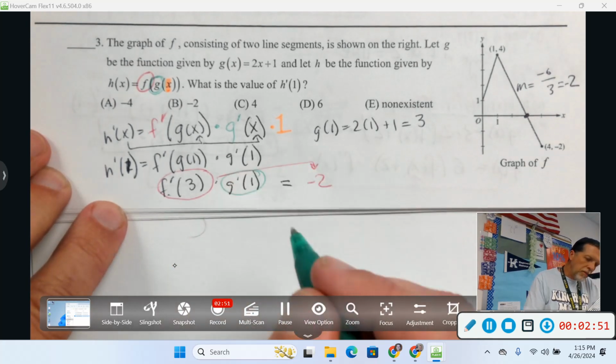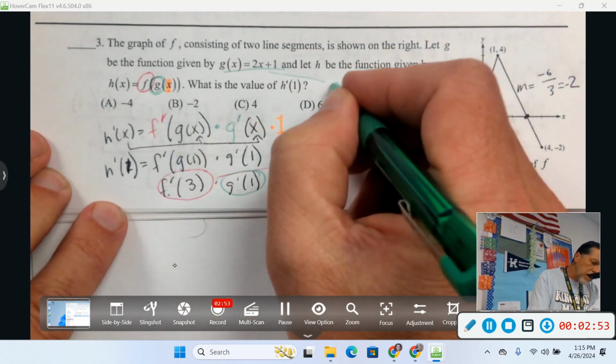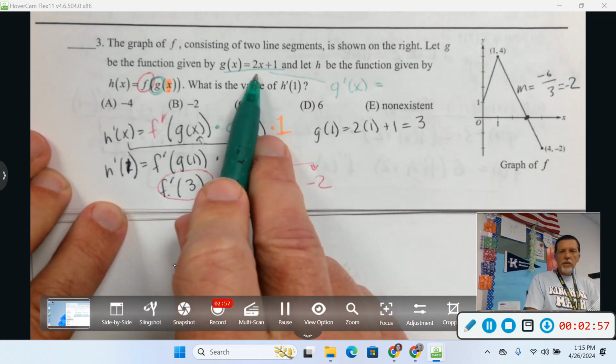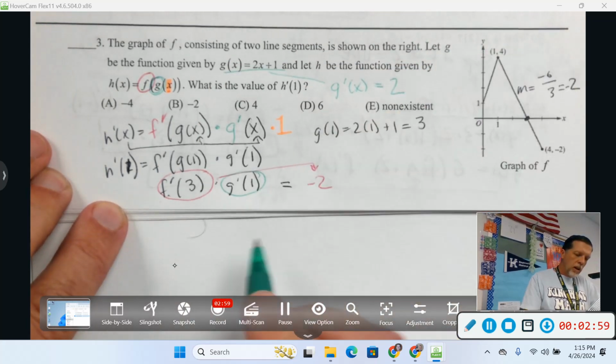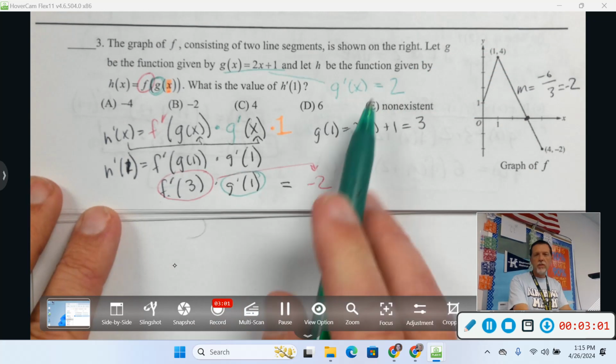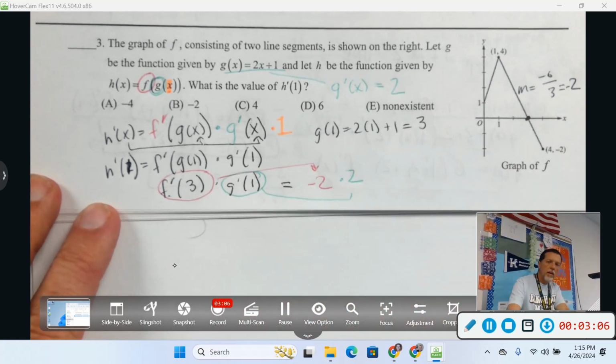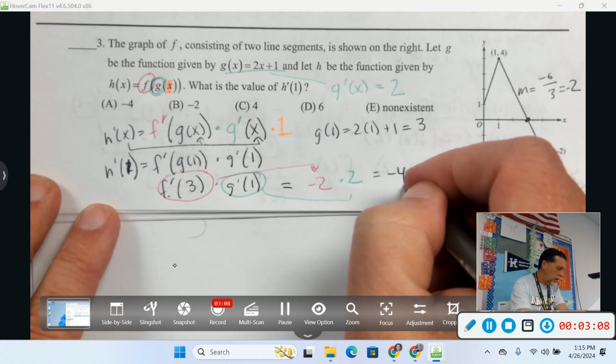G prime, well, I need to go get g prime. So the derivative of g, derivative of 2x is just 2. And so it doesn't matter what the input is, the derivative of g is always 2. And then -2 times 2 would be -4.